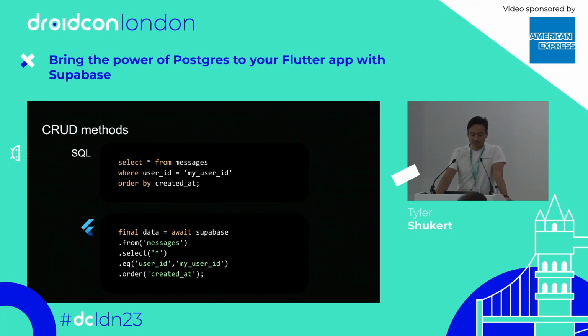Now on to some CRUD methods or REST APIs that Supabase offers. The Supabase client SDK tries to mimic the syntax of a SQL statement. So on the top, you see a standard SQL: select all from messages. So we're selecting all the columns from the messages table where user ID matches a certain value, and we're just ordering it by created at. Below, you see what that particular query looks like using the Supabase client library.